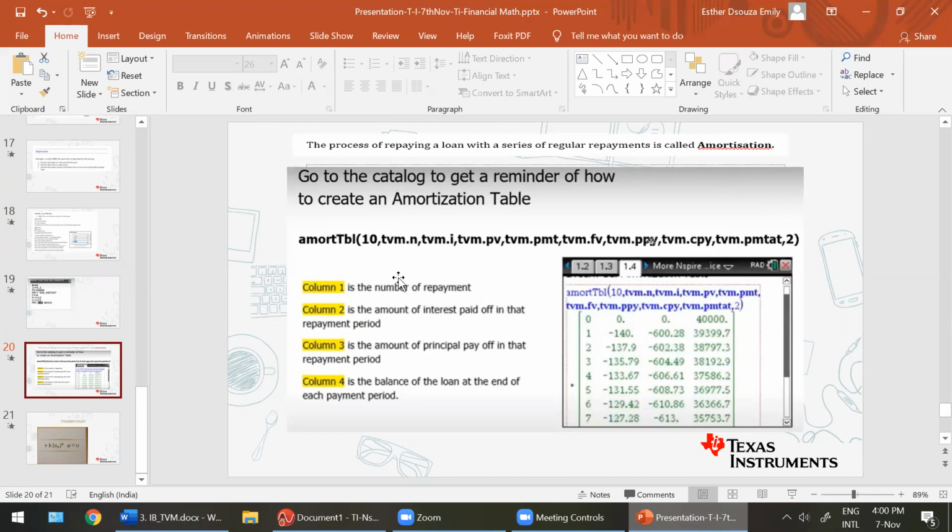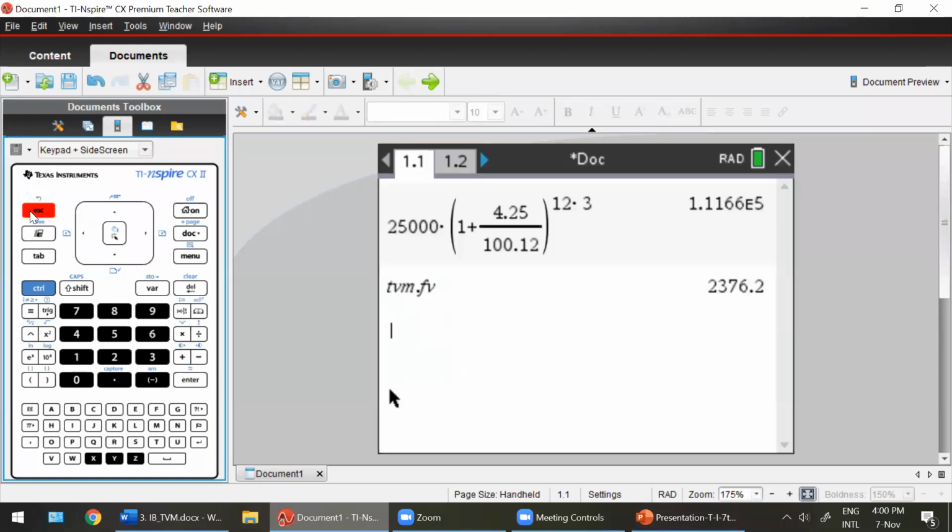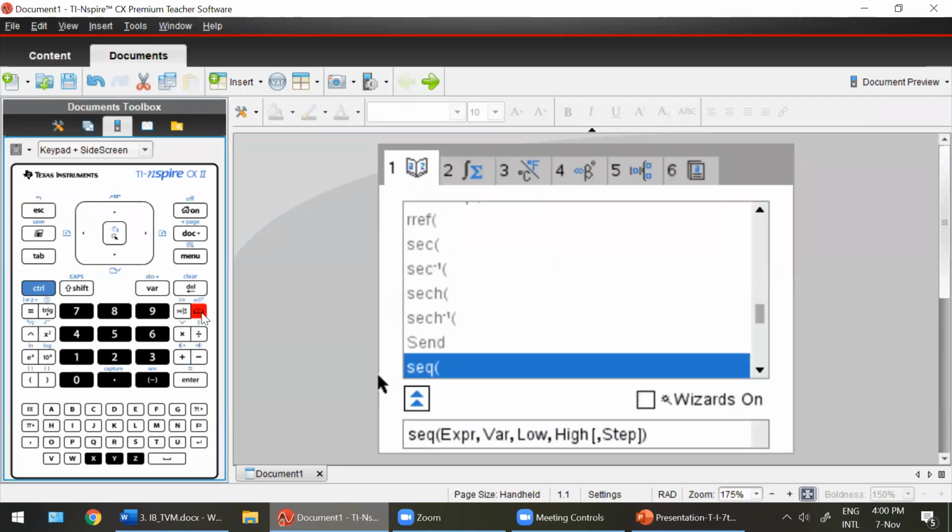What is amortization? The process of repaying a loan with a series of regular payments is called amortization. Now you might not remember this whole order, students. So what you do is, in your math Bible, as they call it, just press escape. You'll come to your main screen, that is your document screen. You can go on to catalog.